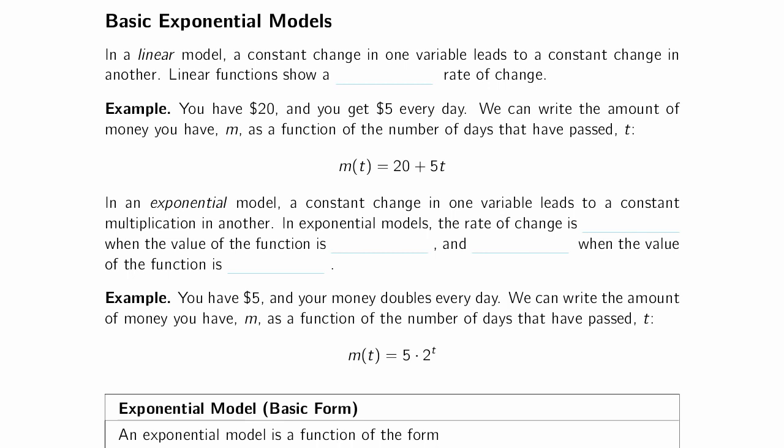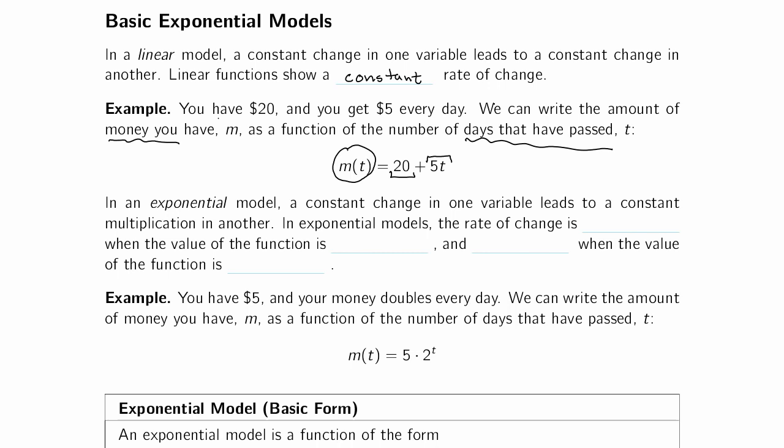Well, we know that if we have a linear function, what's happening is that a constant change in one variable leads to a constant change in another. They show a constant rate of change, and that's described by the slope. A typical example of the kind of situation where you get a linear model is if you have $20 and you get $5 more every day, then the amount of money that you have as a function of the number of days that have passed is, well, you start with $20 and then you add 5 times the number of days and you get the amount of money that you have after t days. So that's a linear model.